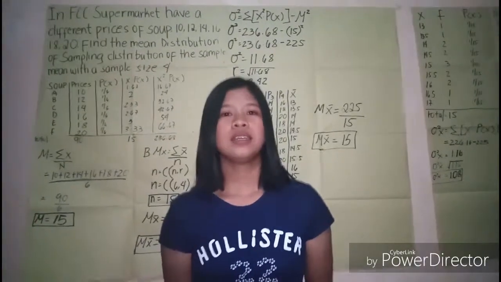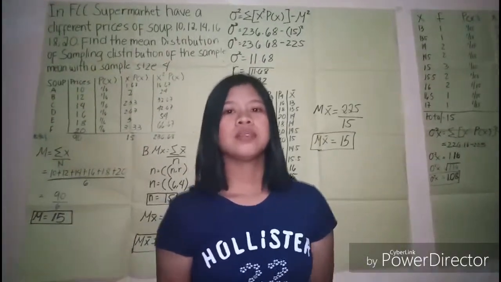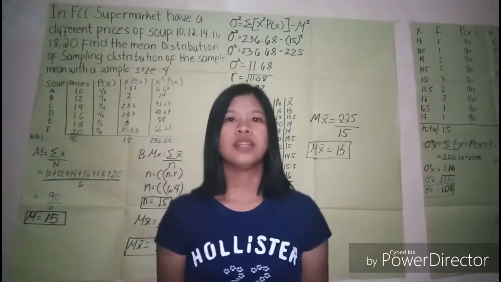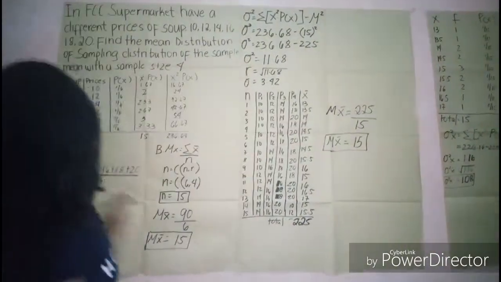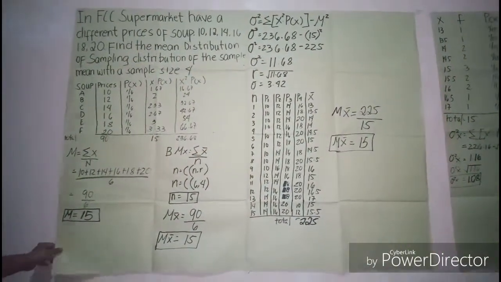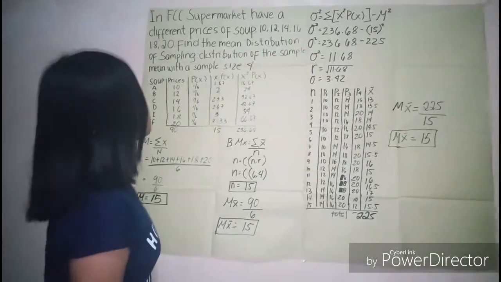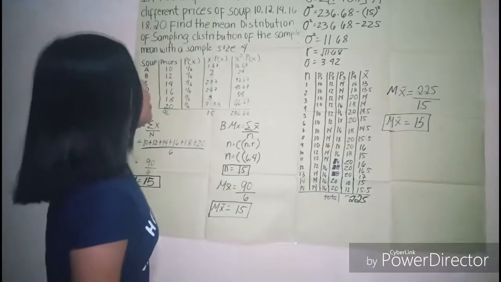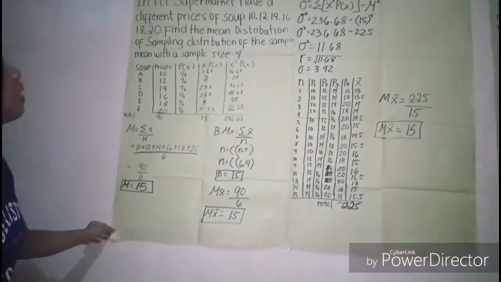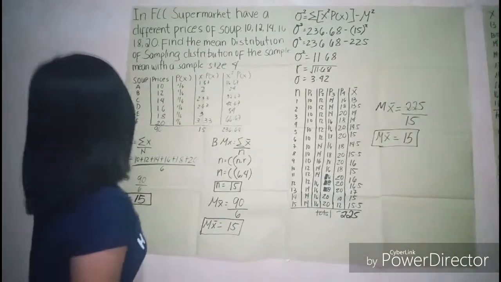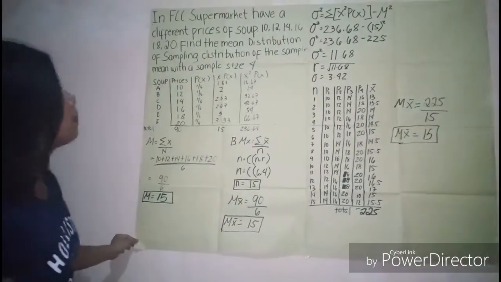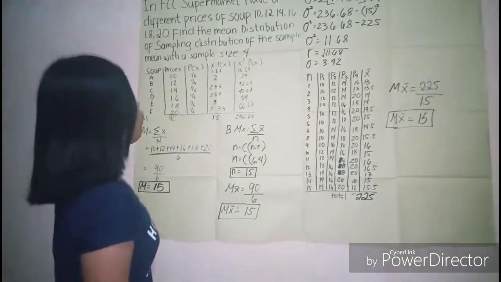Example. We need to discuss the mean of the sampling distribution. Let's start with the example. In a supermarket there are different prices of soap. The prices are 10, 12, 14, 16, 18, 20. Find the mean of the sampling distribution of the sample mean with a sample size of 4.